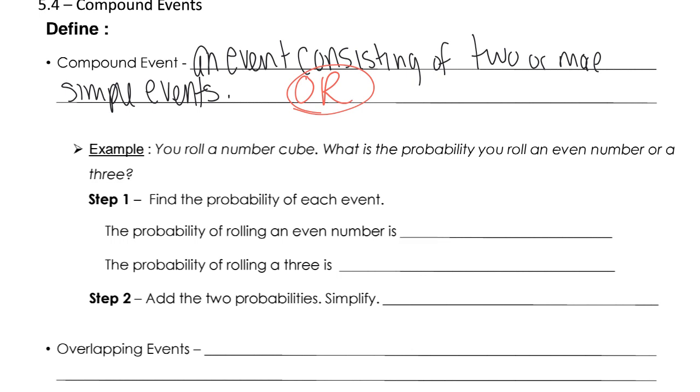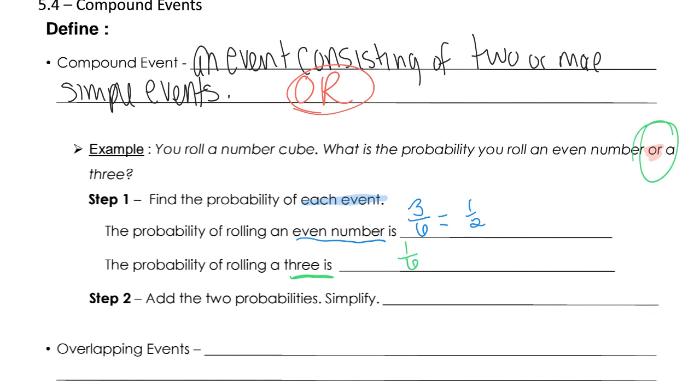You roll a number cube. What is the probability of rolling an even number or a 3? So what we're going to do is find the probability of each event separately. The first thing we're going to do is find the probability of rolling an even number. On a standard number cube, or a standard die, what's the probability of rolling an even number? It's 3 out of 6, or 1/2. What's the probability of rolling just a 3? Just a 3 is 1/6.